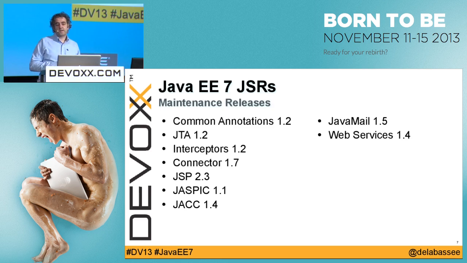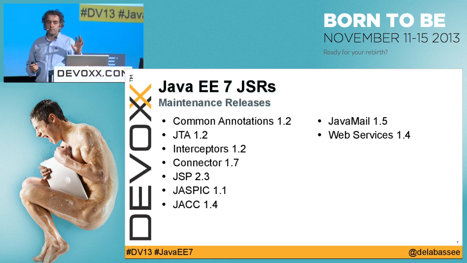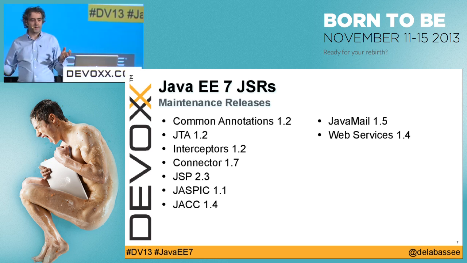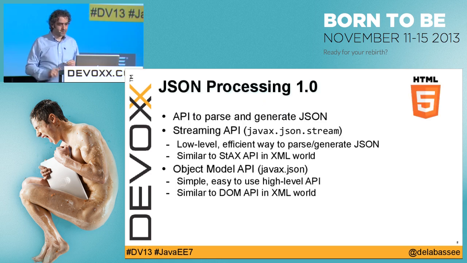Maintenance release. These are the JSRs that went through the maintenance release following the JCP rules. Something which is important: maintenance release doesn't mean just cleaning of the specs. For example, if you look at JTA 1.2 and Connector 1.2, there are new features that are important. But still, those updates are called maintenance releases.